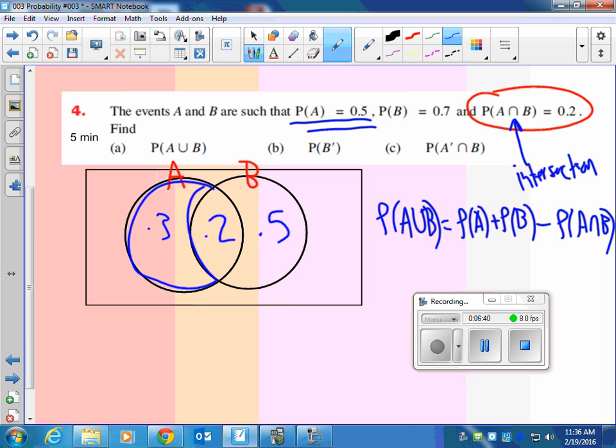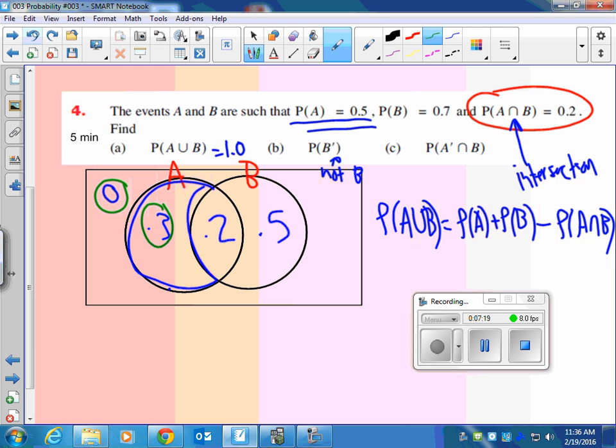Now, this is kind of interesting. If you look at all these together, what's left outside those two circles, A and B? What's outside of the union of these? Nothing. There's 0. So the union of these is actually 1.0. So 0.3, 0.2, 0.5. Does that make sense? And then the probability of B with this little thing here, this means not in B. So the way I like to do this is here's B, not in B are these. So that's just going to be 0.3.